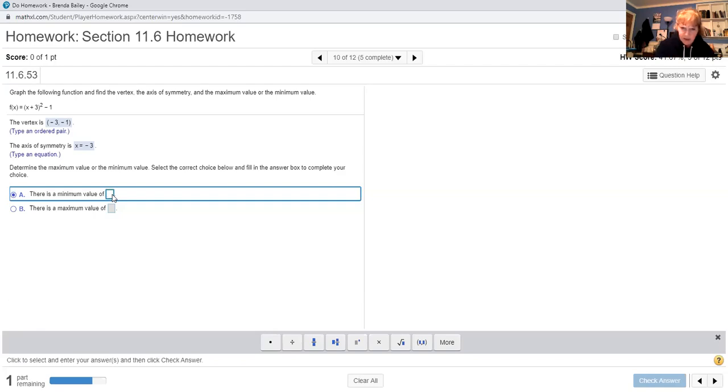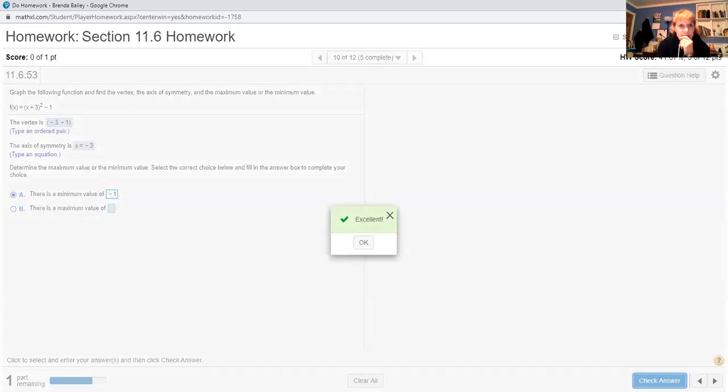That vertex tells you a lot. So the minimum value is -1. So the x tells you the axis of symmetry, and this tells you the minimum or maximum, depending on if it opens up or down. Check answer. Okay. I wonder if they're going to have us graph this.